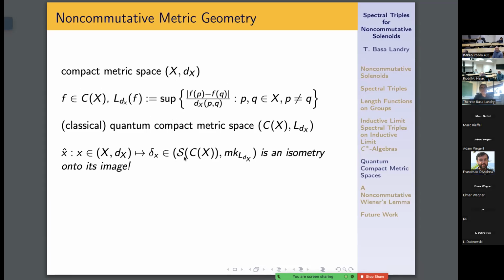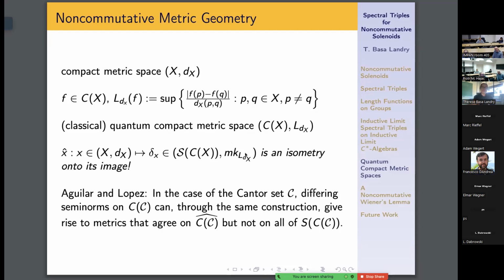Also, to continue further with the analogy with metric geometry, if I take the Gelfand transform, that's an isometry, so we have a copy of the compact metric space lying inside of the state space equipped with the Monge-Kantorovich metric. So all of the metric information from the original space can be recovered in this setting. But of course, there might be more information in the state space.